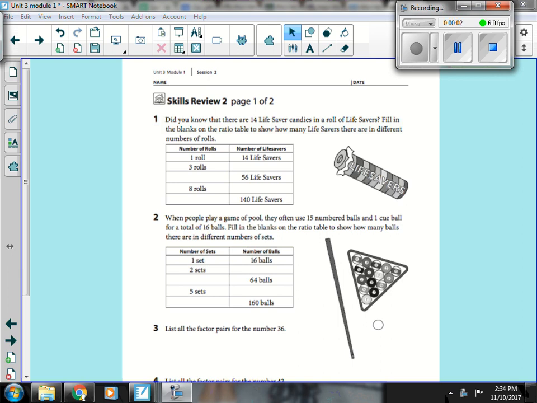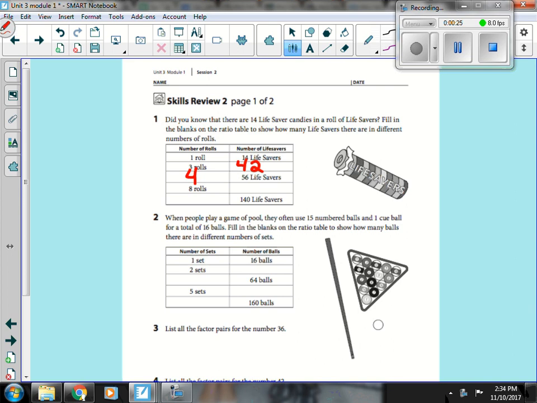Tonight's homework is a nice skill review of things that we've been talking about in class. So the first one is a ratio table going from 1 to 14, so I'm multiplying by 14. So then 3 times 14 is 42 lifesavers. So 4 rolls would be 56 lifesavers.